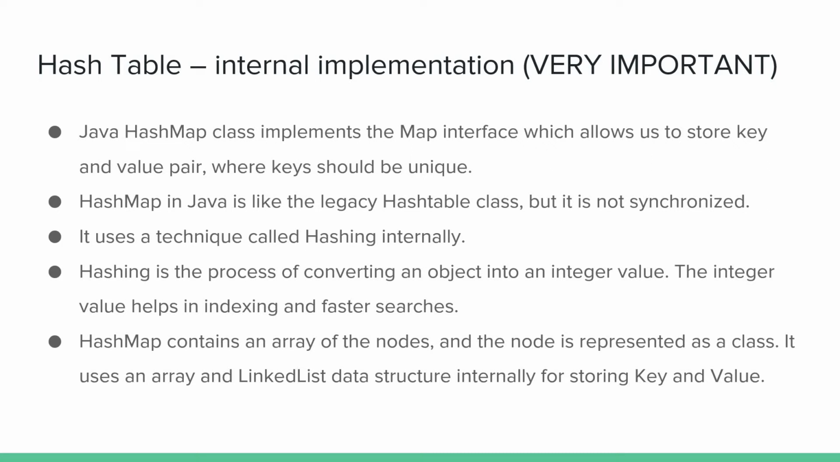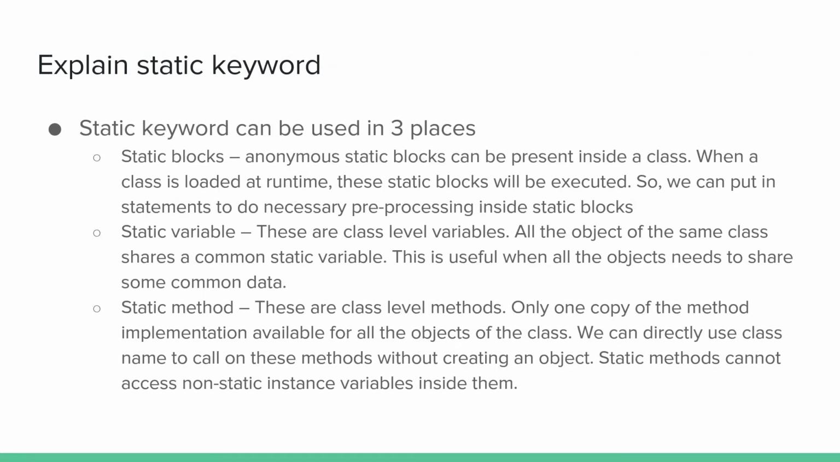HashMap also contains an array of the nodes, and the node is represented as a class. Remember, the node is represented as a class. It uses an array and the linked list data structure internally for storing the key and value pair. This is a very important question, so please remember it.